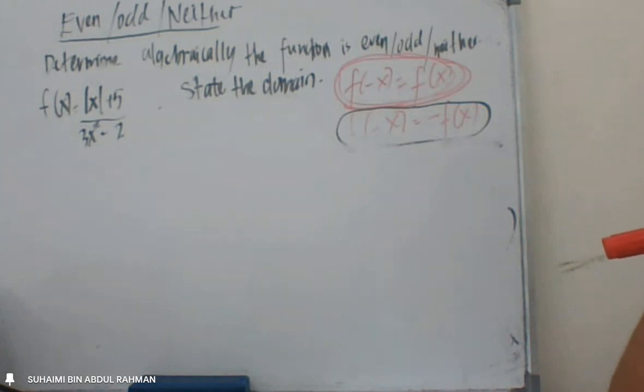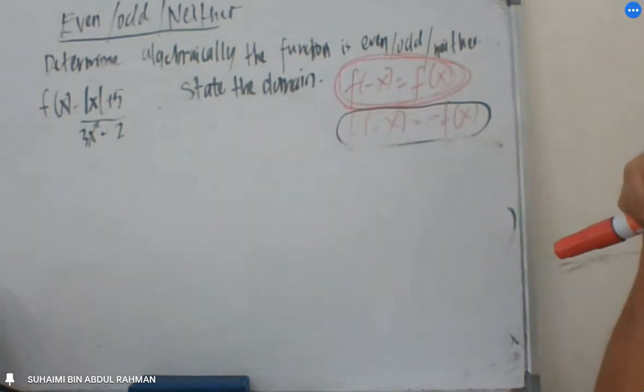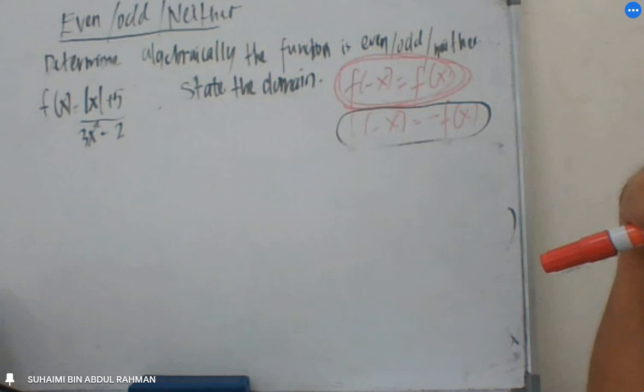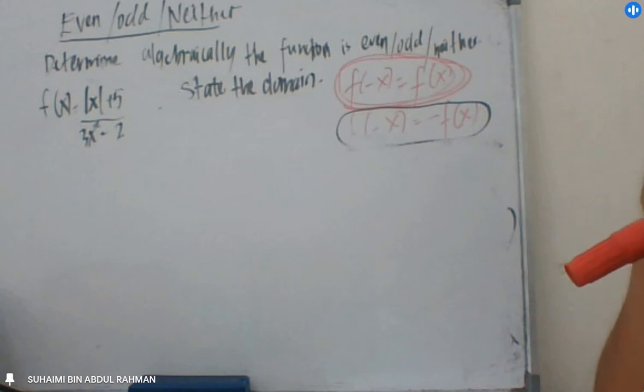Math error, sir. Why math error? Because of divide by 0. Therefore, what conclusion can you say? What is the domain you can say? What is the domain?